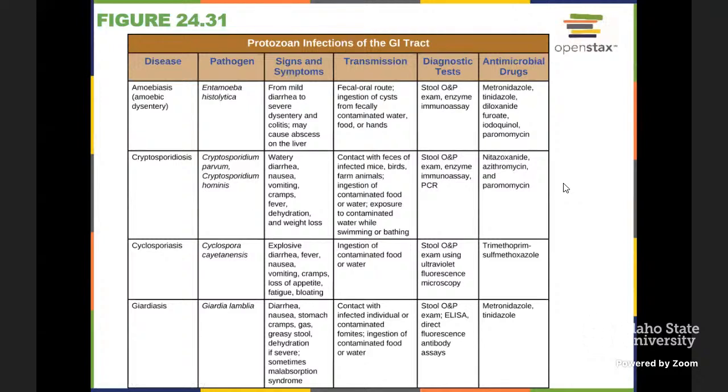Amoebiasis, amoebic dysentery. There is one amoeba called Entamoeba histolytica that is our culprit for amoebic dysentery. And it has the potential to cause some serious issues if it perforates the bowel and starts to migrate. Oftentimes it stays within the intestines. So mild diarrhea to severe dysentery may lead to colitis. If it perforates the bowel, typically the first place it goes is to the liver.